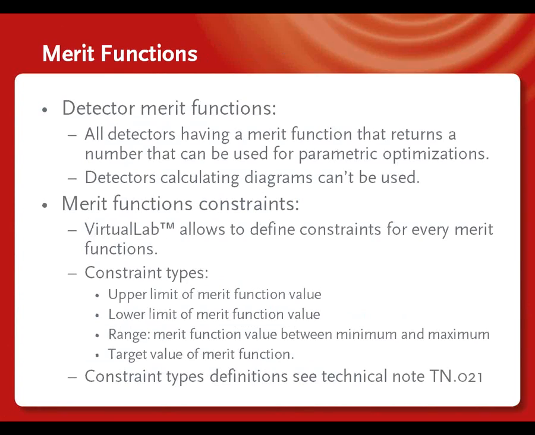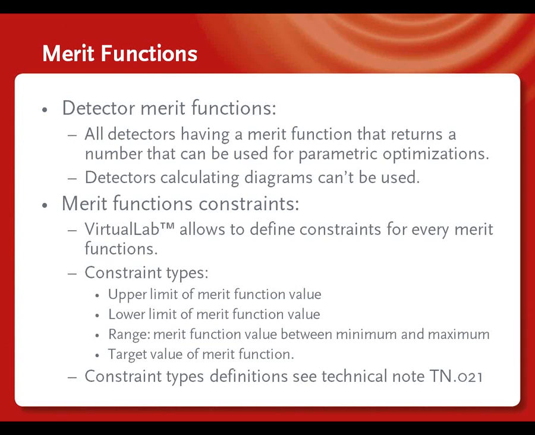I'd like to tell you which merit functions you can use in optimization. To optimize an optical system, you have to build up a light path diagram. You will see this later on in an example. If you build up a light path diagram, you can use different detectors. And we have some detectors that return just a number, so we just evaluate the merit functions that return one number. But we have other detectors that calculate, for example, diagrams, or we have a virtual screen that shows a field distribution.